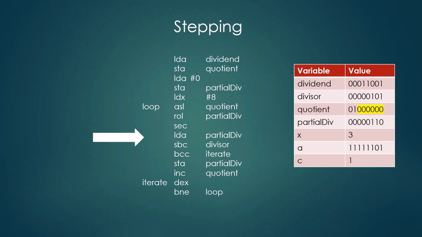Partial div is finally equal to or greater than the divisor. So we'll change that last bit we added to quotient to a 1. We'll also subtract the divisor from the partial dividend and update it as we did in the manual procedure. Once again, partial div is greater than or equal to the divisor. So we're going to change the most recently added bit in quotient to a 1 and also subtract the divisor from partial div.